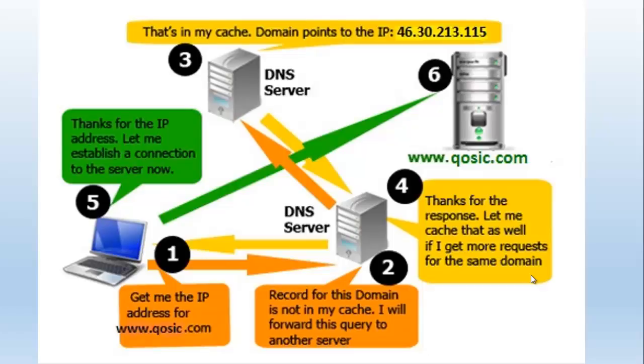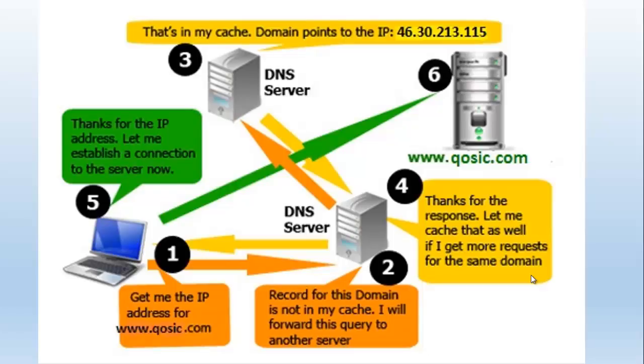Now, when it checks its record and finds out that it doesn't have the domain in its cache, what it does is it forwards the query to another server. In this case, it's shown in number 3. So it checks its cache, and if for some reason it has, like in this case, it has the domain record IP, which is 46.30.213.115, it responds back to the DNS server of number 2 saying that yes, I have this. Here is the IP for qosic.com.